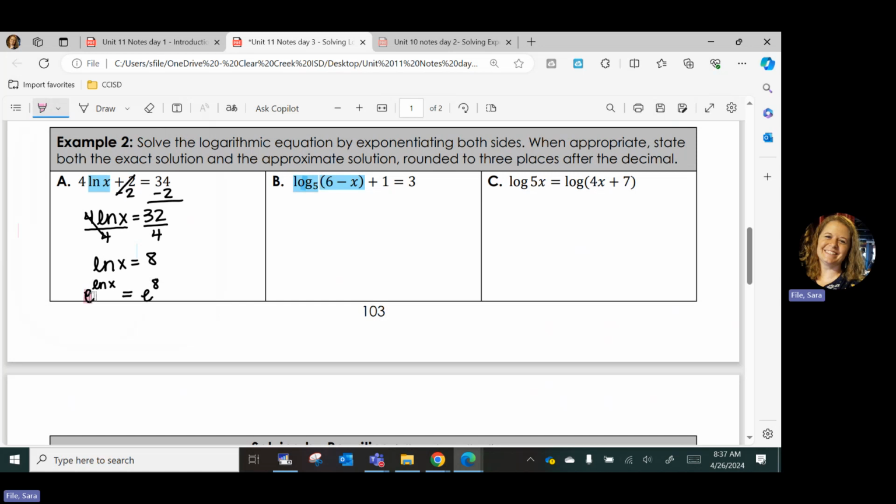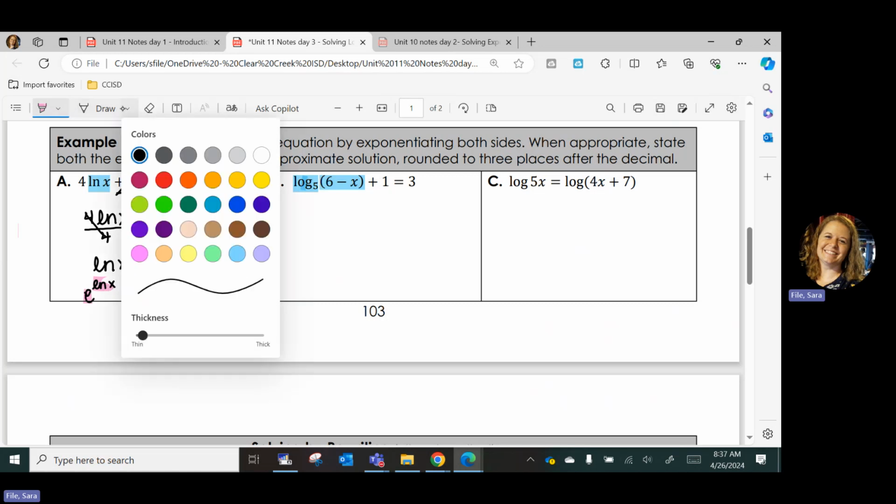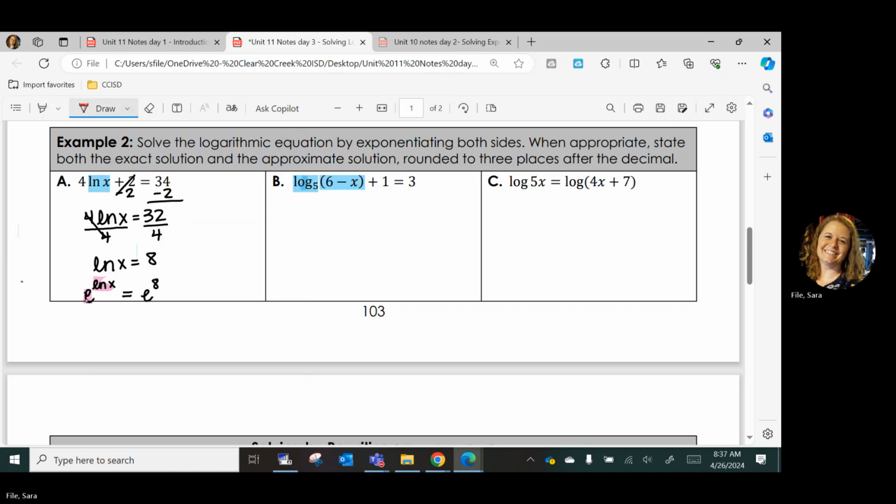Now, the whole point of doing that is so that this base matches the base of this log. This is natural log base e, and when that happens, that is going to reduce. And we're going to be left with just the x. So x is e to the power of 8. Now I have solved for x.